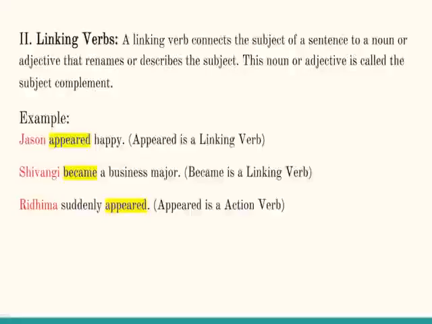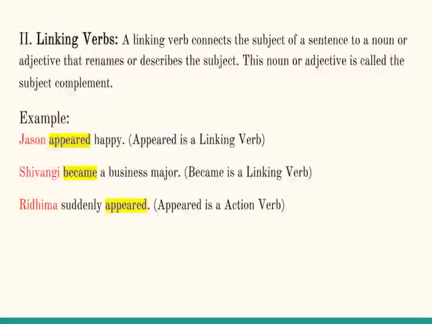Now let's talk about linking verbs. A linking verb connects subject of a sentence to a noun or adjective that renames or describes the subject. This noun is called a subject complement. So let's take an example. Jason appeared happy. So appeared here is verb, and it is linking Jason with the adjective happy. So to link Jason, to show that Jason is happy, we are using a verb appeared here. So appeared is linking the noun Jason with the adjective happy. So appeared here is a linking verb.